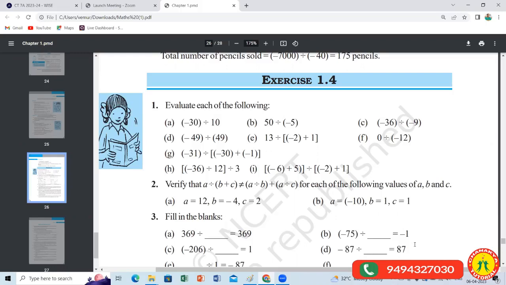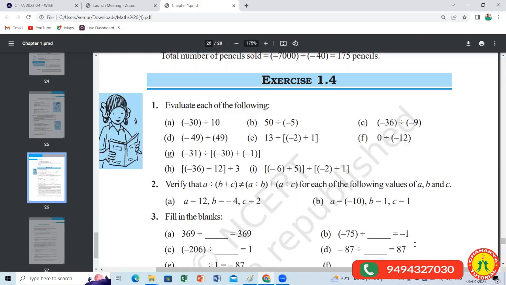Yes, why is it not true? Children, are you able to listen? Yes, because ma'am, the distributive property holds good only for multiplication over addition or multiplication over subtraction. That's all. This means you can write directly also, but they're asking to verify, which means you have to first simplify the left part and the right part.